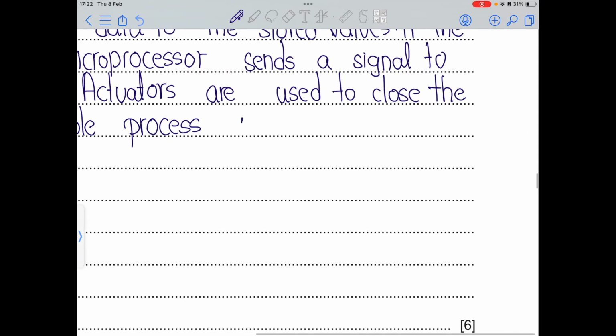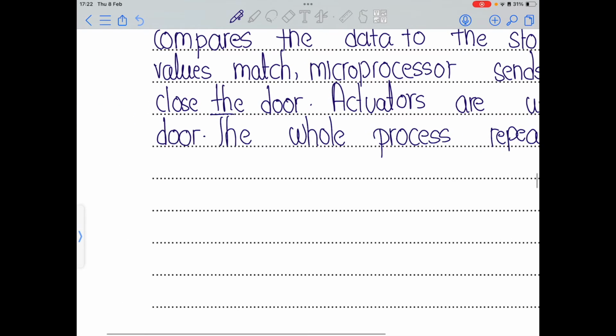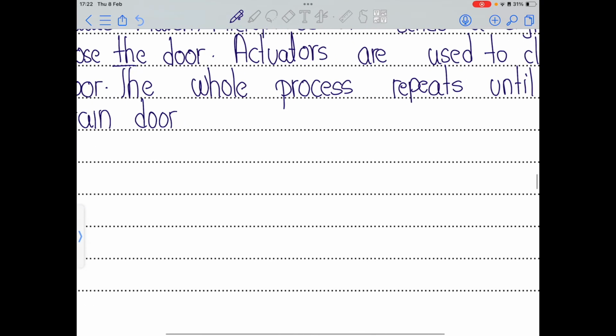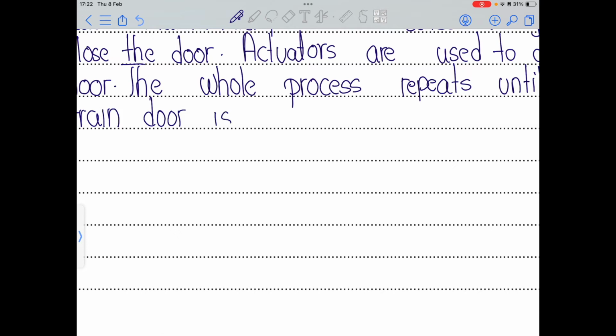The whole process repeats until the train doors can close. Because if they don't close, it's like a looping structure. Every time you want to check if there are passengers or not, as per whether pressure is being applied in the pressure sensor. The train door is closed.